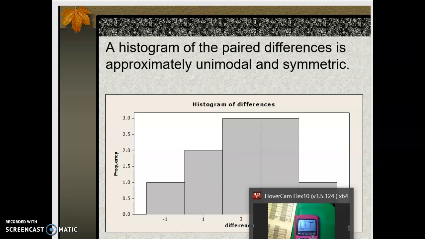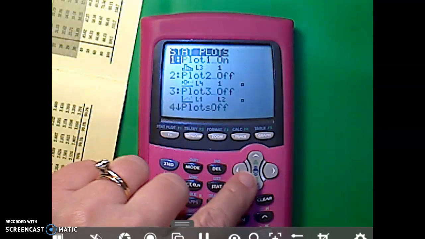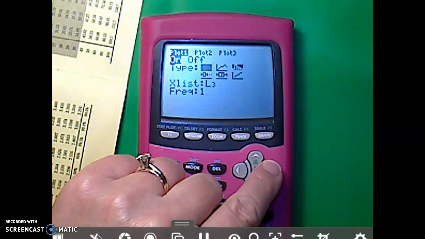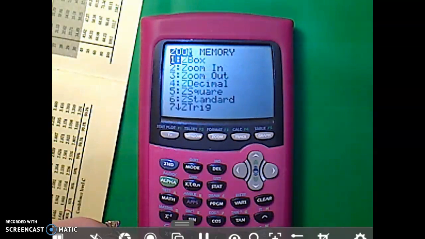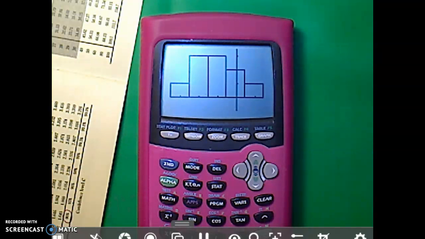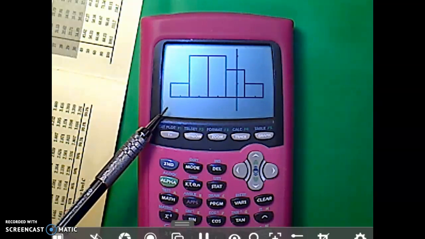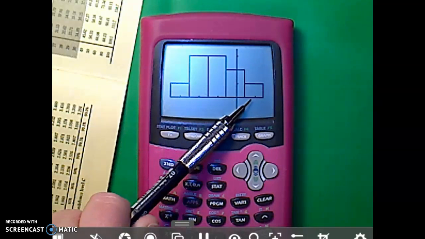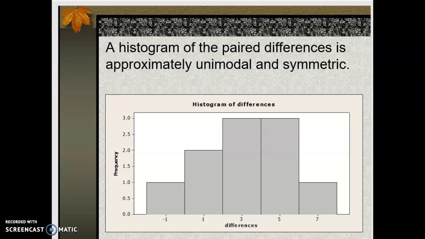Actually, I'll go back to my calculator. If I do my stat plot here and do a histogram with list 3, I'm going to do a zoom stat, and I basically have a unimodal and symmetric graph here, the same thing, but my values, you can see, are mostly on the negative side with just this other piece on the positive side. It's just the mirror image of this graph. It tells the same exact story.